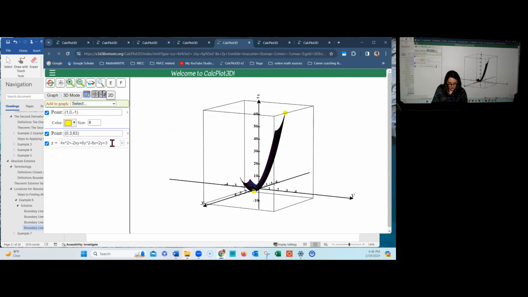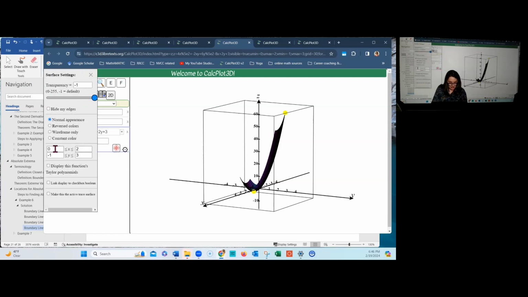When you plot the region, you want to make sure that you restrict the domain. You can do that by clicking on the gear symbol, and in these boxes for x and y, you can enter your restrictions. X is between 0 and 2, and y is between -1 and 3. Make sure to hit enter so you can see the restricted surface you're looking at.